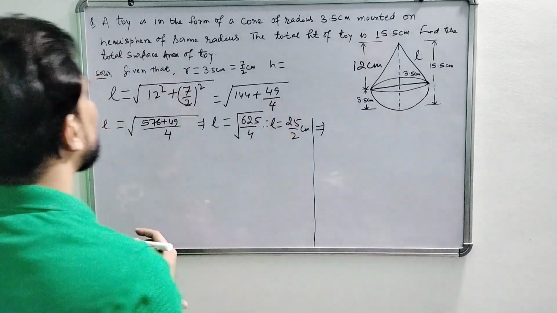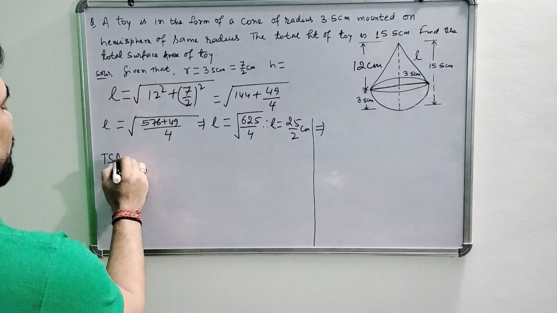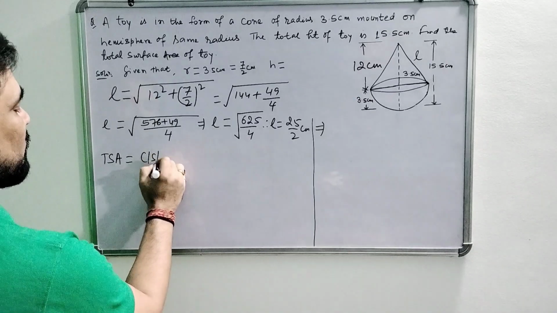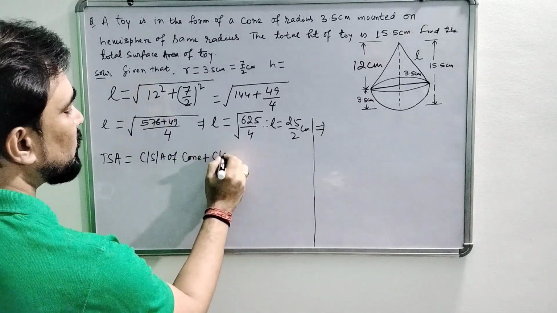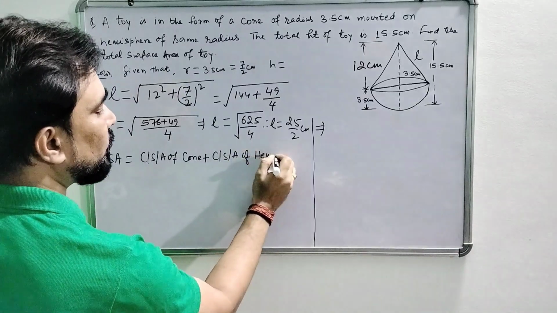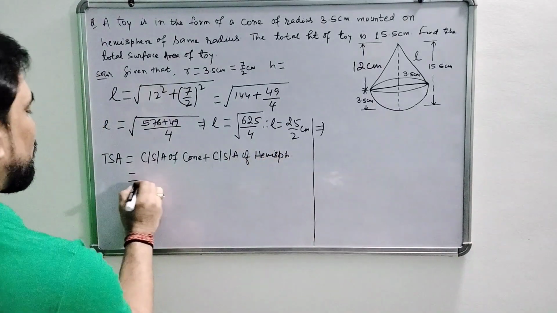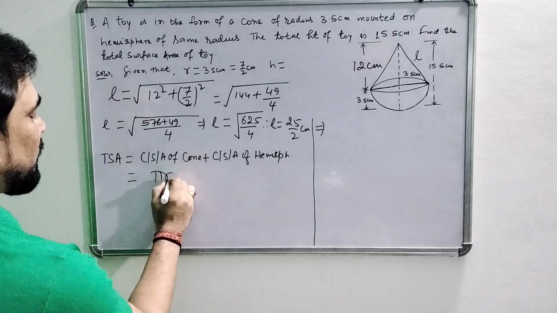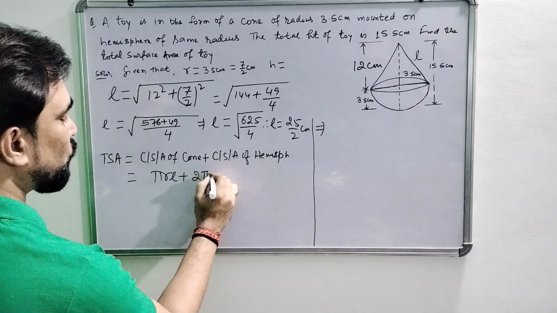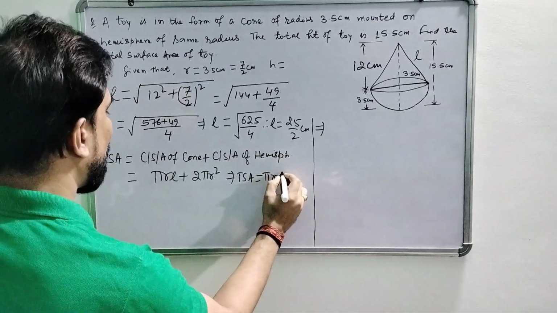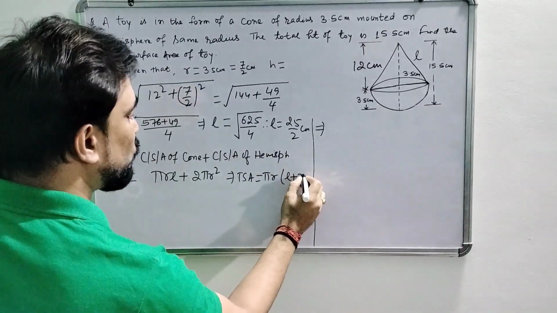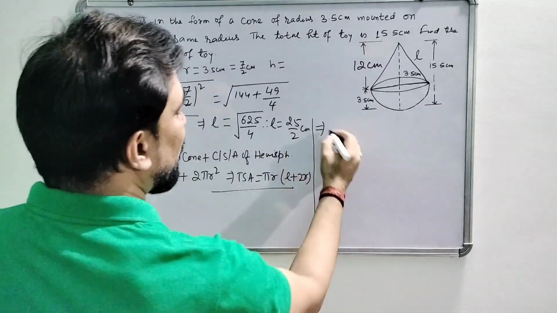Now we can find the total surface area. So total surface area will be the curved surface area of the cone plus the curved surface area of the hemisphere. Curved surface area of the cone is pi r l and this is 2 pi r square. Take pi r common, l plus 2 r. Now put the values in this.